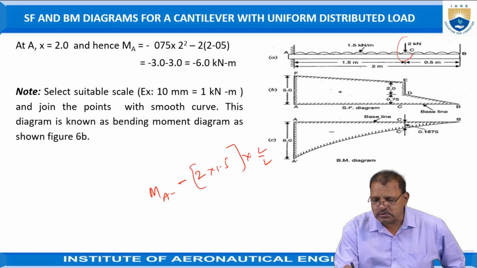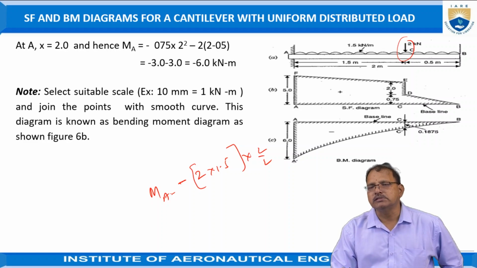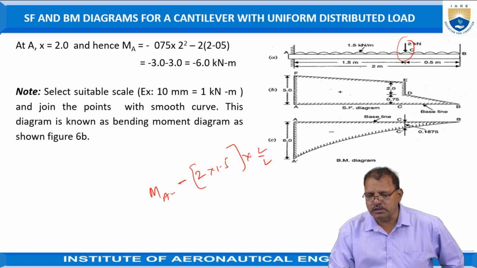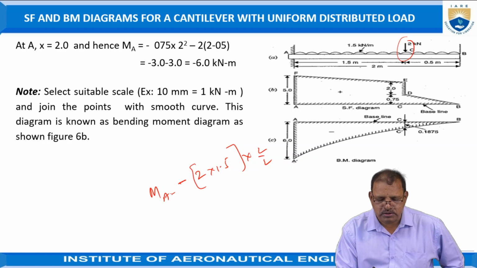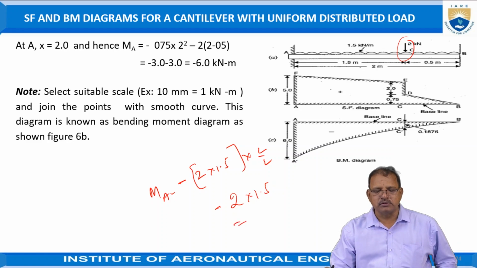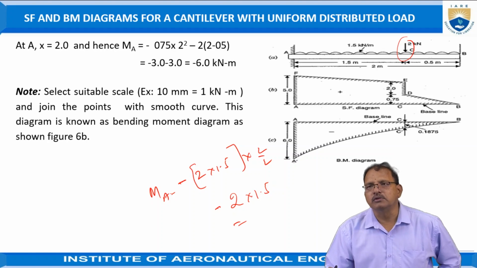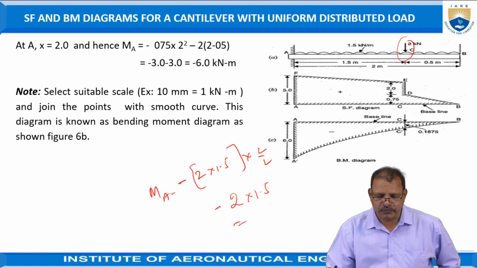These 2 kilonewtons are also acting vertically downward at the C position, that is 1.5 meters from the A point. The bending moment created by the point load is 2 into 1.5. It also has a hogging effect, hence minus. So this entire value is equal to 6.0 kilonewton meter.